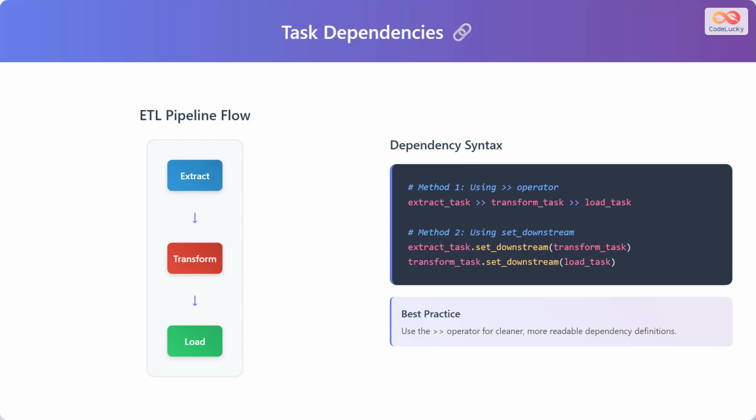The other method is using set_downstream. extract_task.set_downstream(transform_task). transform_task.set_downstream(load_task). It is best practice to use the right-shift operator for cleaner, more readable dependency definitions.